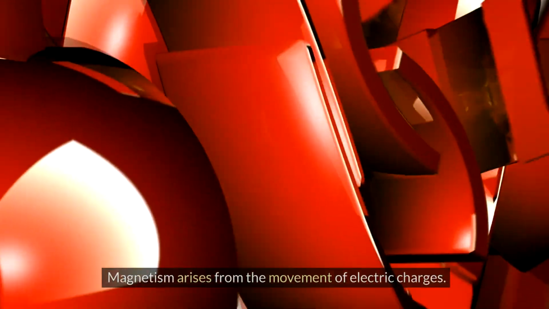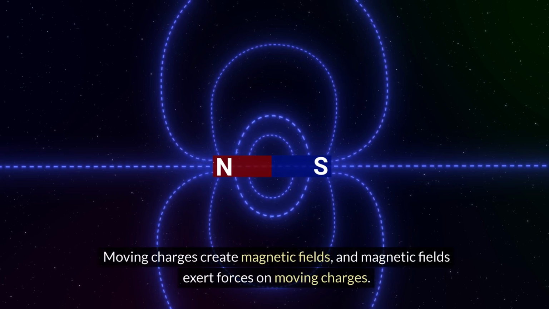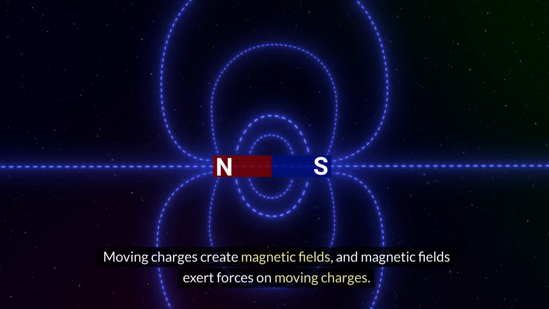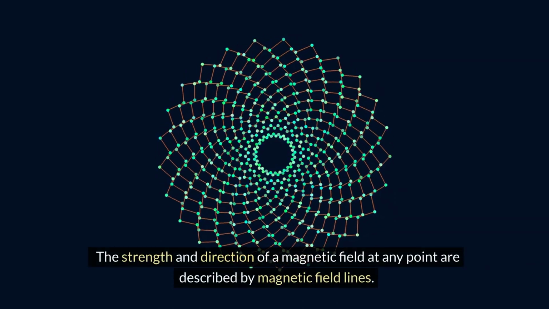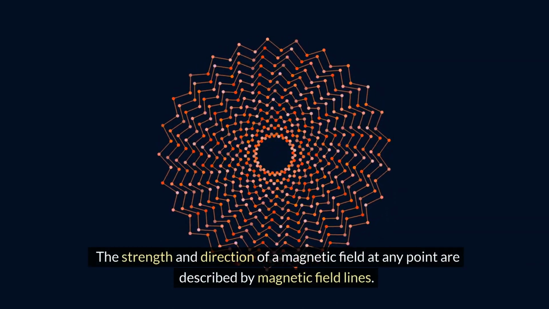Magnetism. Magnetism arises from the movement of electric charges. Moving charges create magnetic fields, and magnetic fields exert forces on moving charges. The strength and direction of a magnetic field at any point are described by magnetic field lines.